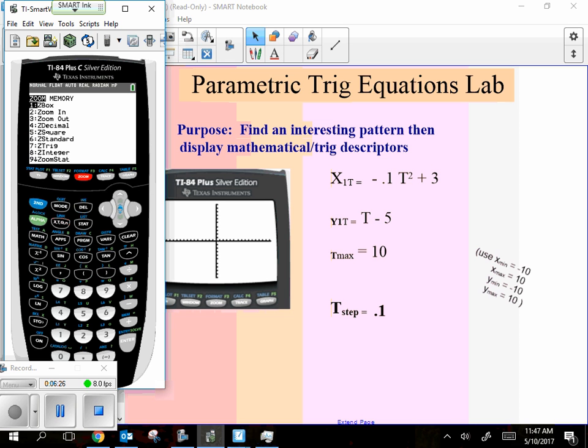All right, I will do zoom 0, zoom fit, and so it's thinking about it right now. It's trying to think about it and graph it. Oh, there we go. Whoa, that is cool.